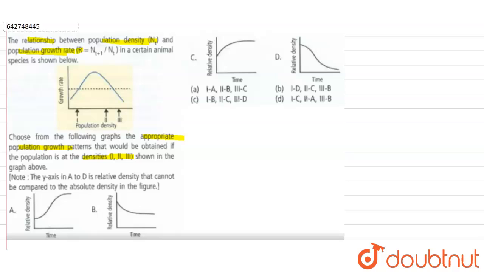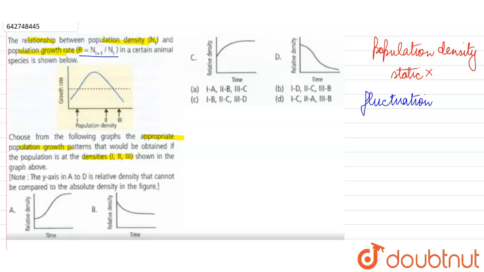Now we all know that in any population of any species, population density is a factor which cannot remain static, which cannot remain the same for a long period of time. So there are many factors which can result in fluctuation or change in the population density. And over here in this graph, we are seeing a unique relationship in this equation, R equals NT plus 1 by NT. We can see that the growth rate, that is R, is inversely proportional to our population density.